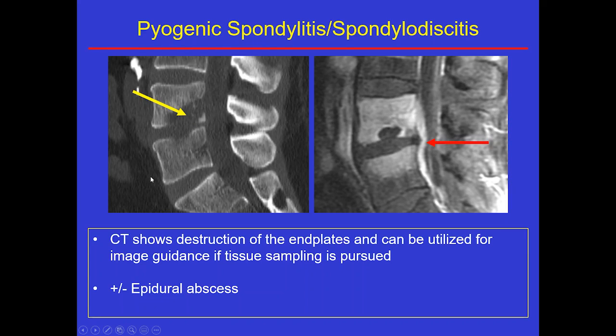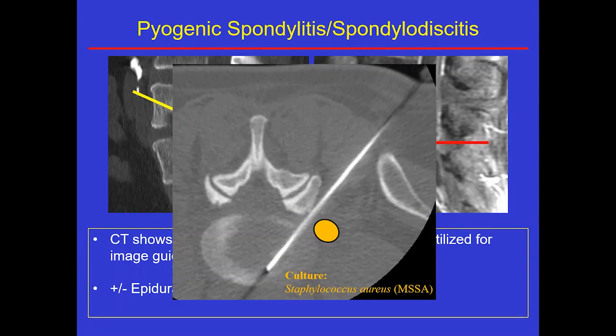And CT can also then be used for image guidance if tissue sampling is pursued. In this case, this is exactly what we did. This is my biopsy needle going in to sample the disc space. I've outlined the exiting nerve here in yellow because we want to make sure we don't damage the nerve. In this case, this culture came back as Staph aureus, methicillin-sensitive Staph aureus, MSSA.